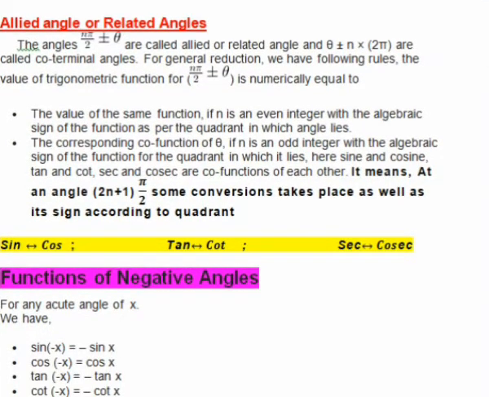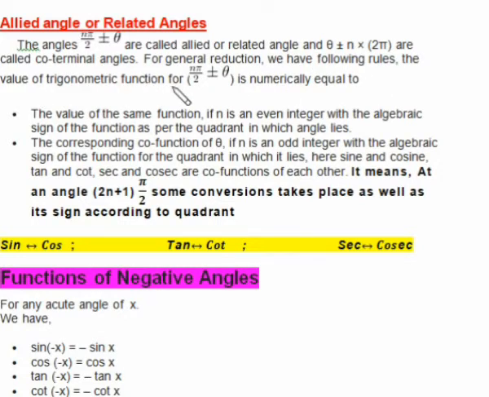What is the allied angle or related angle? The angles n pi by 2 plus or minus theta are called the allied or related angles, and theta plus or minus n into 2 pi are called coterminal angles. For general deduction, we have the following rules.